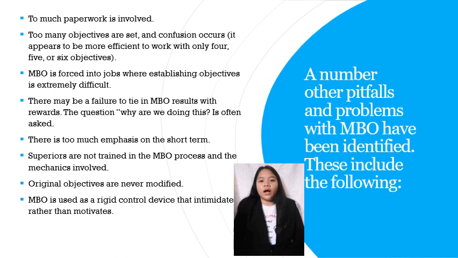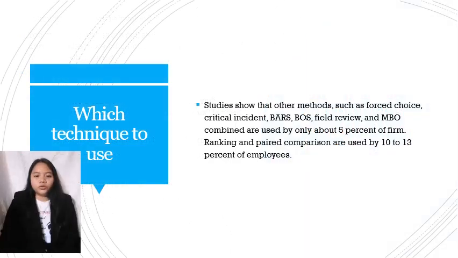The question, why are we doing this, is often asked. Number 6, is too much emphasis on the short term. Number 7, superiors are not trained in the MBO process and the mechanics involved. Number 8, original objectives are never modified. Number 9, MBO is used as a rigid control device that intimidates rather than motivates.